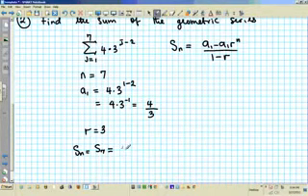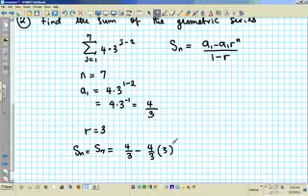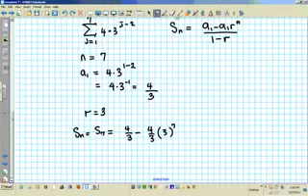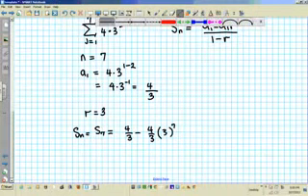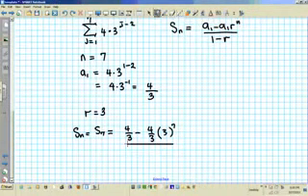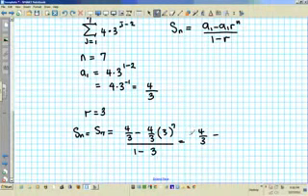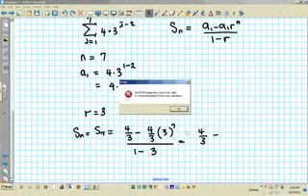So that's going to give us A1, which is 4 over 3, minus A1 times r to the n, which is 3 to the 7, and then that whole business divided by 1 minus r, 1 minus 3. I would like to do this part in the calculator. So we're going to have 4 over 3 minus 4 times 3 to the 6. Let's fire up our calculators and see what this gives us.